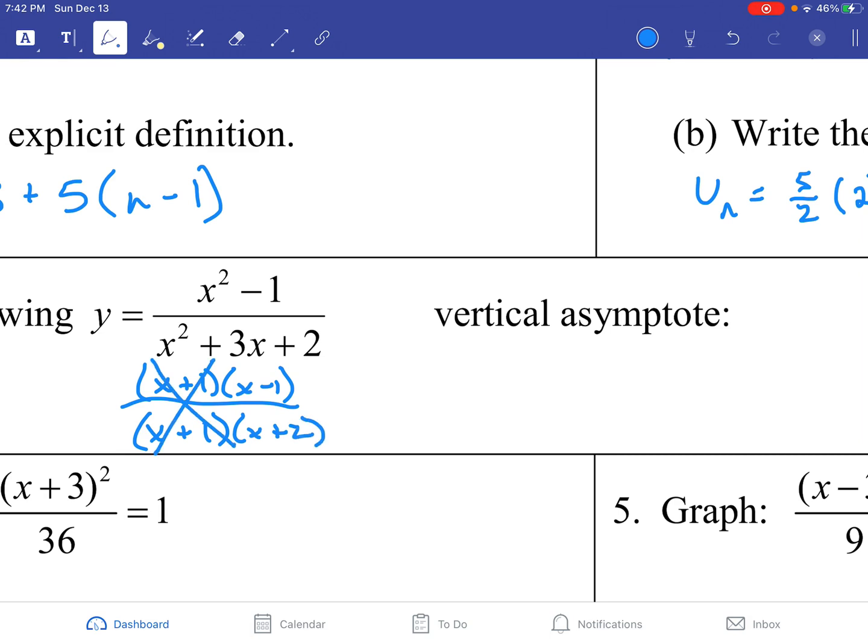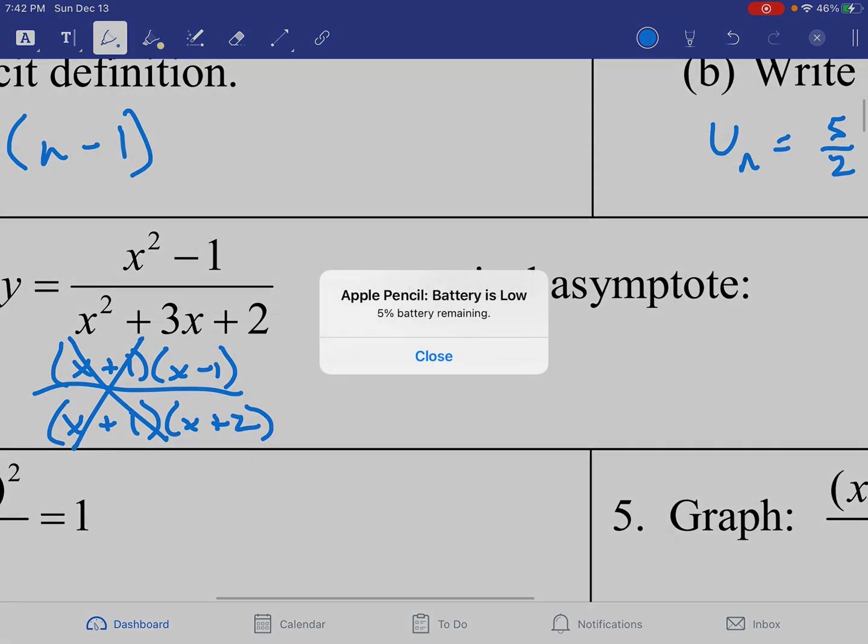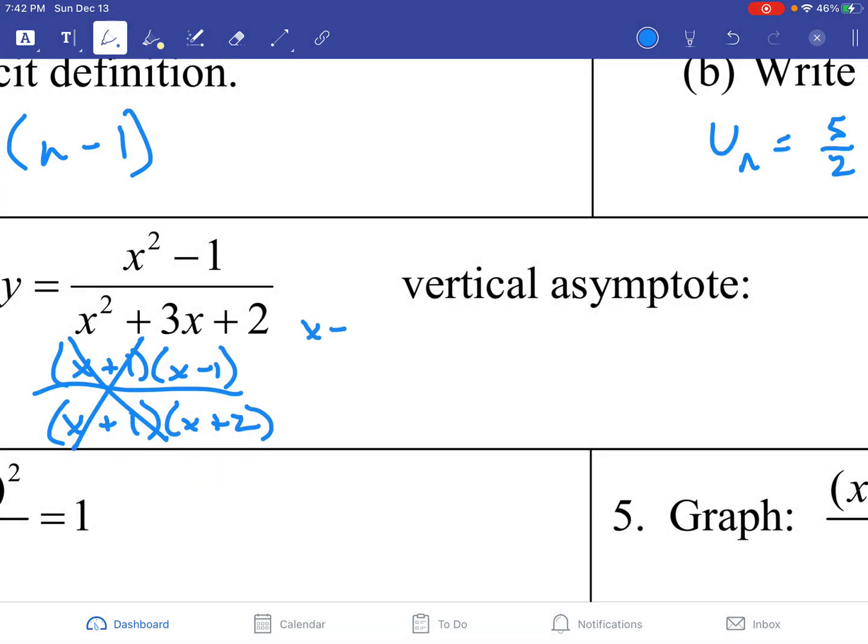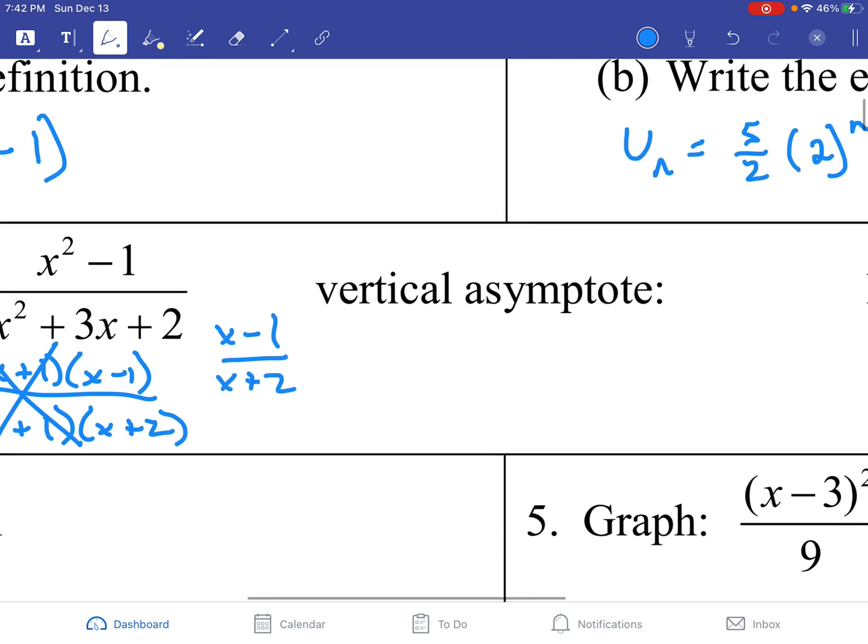So that means the x plus 1s can cancel, and we just have x minus 1 on the top and x plus 2 on the bottom. All right, so what does this mean for our problem? I'm going to rewrite the x minus 1 and x plus 2 here. So for the vertical asymptote, we take our denominator, set it equal to 0, and solve, which gives us x equals negative 2.